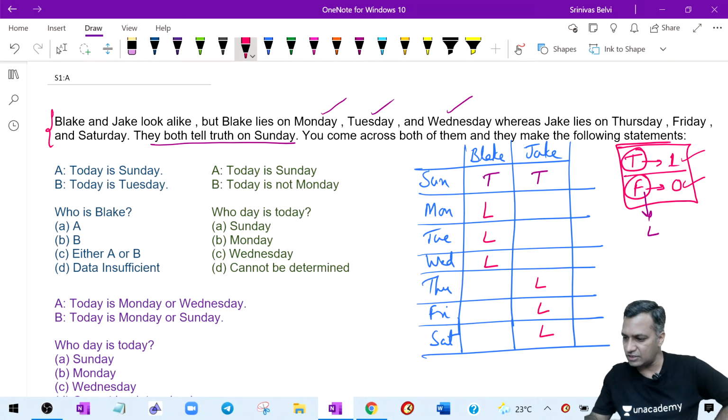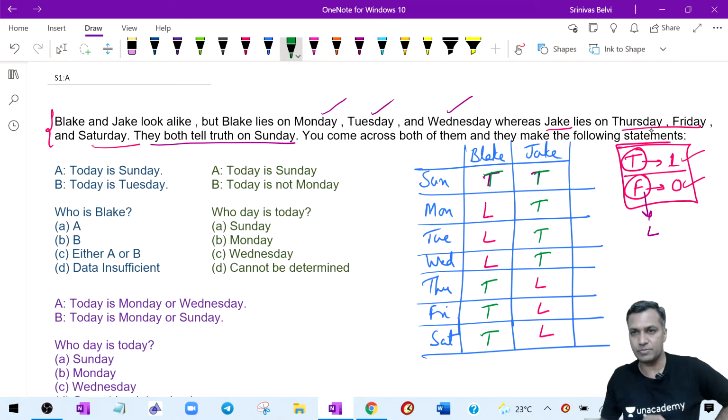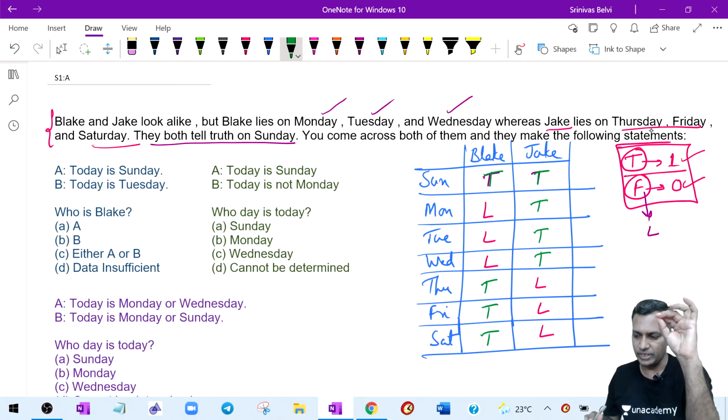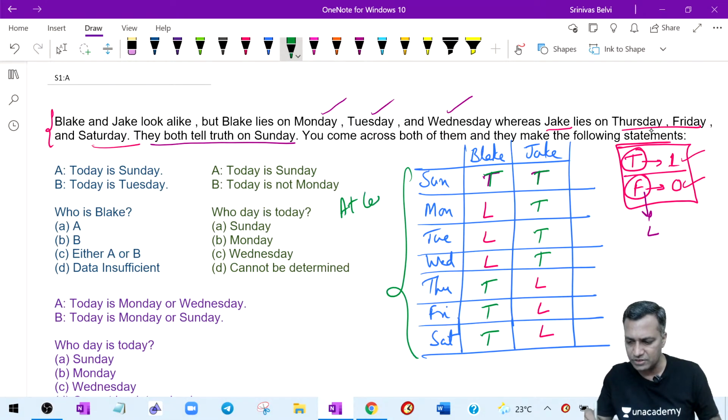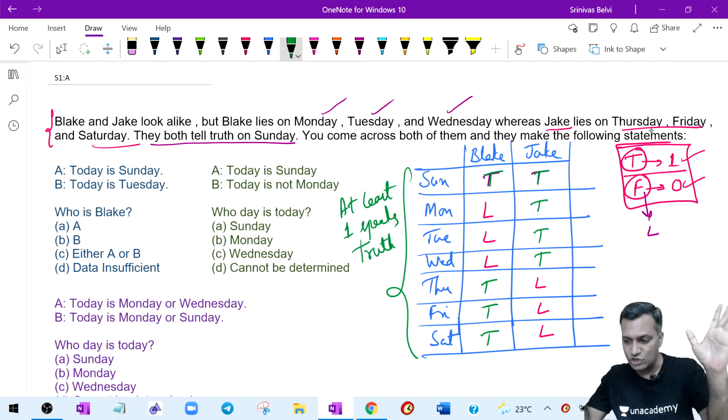The other guy, who is that? Jake lies on Thursday, Friday, and Saturday, which implies these guys speak the truth on these particular days. Right? These are the instances that they speak the truth, which implies, now listen to me. The moment you see this, the author is trying to say that on any given day, at least one of them speaks the truth. At least one. Think about it.